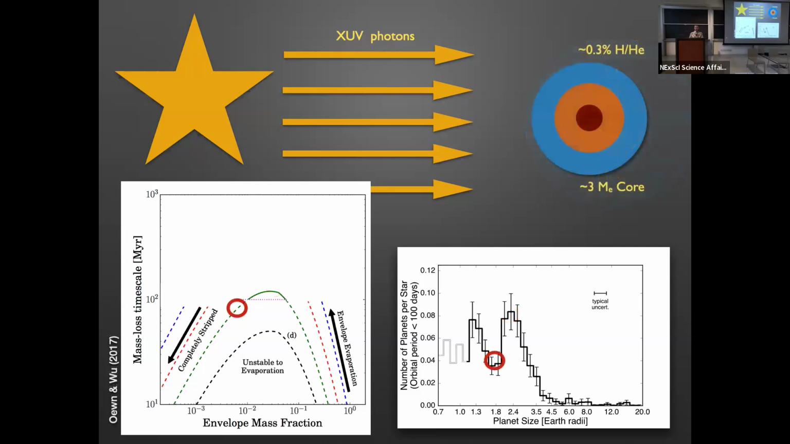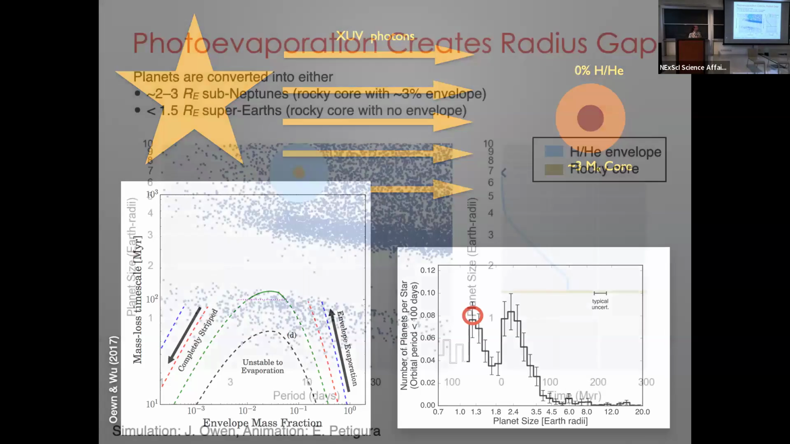If you were to start right in the middle of that gap, say with a planet that has 0.3% hydrogen helium by mass, irradiated by a very similar star for 100 million years, you can see now you're on the left side of that peak. Over the course of that 100 million years, it's going to get evaporated away completely down to just the bare rocky core. At that mass and composition, you're going to end up about 1.2, 1.3 times the size of Earth.